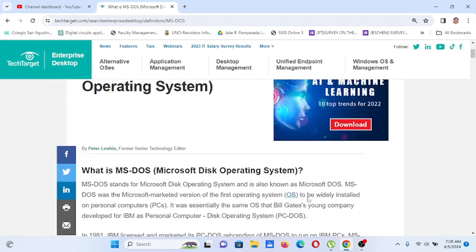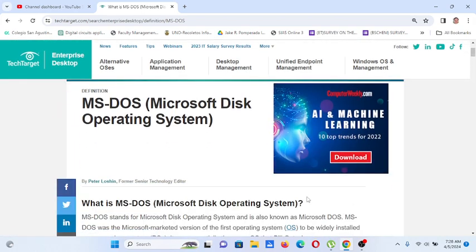Okay guys, so this is the end of my report on what is MS-DOS or Microsoft Disk Operating System. Courtesy to us by TechTarget. Thank you TechTarget for providing us this information.